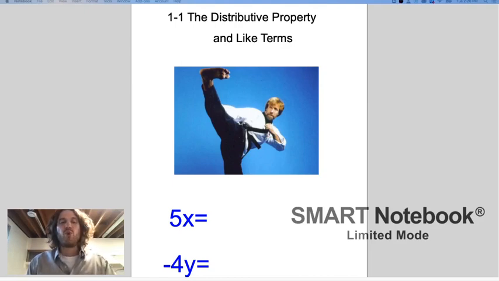We're about to be so good at the distributive property. We're going to be as good as Chuck Norris distributes roundhouse kicks in 90s action movies.